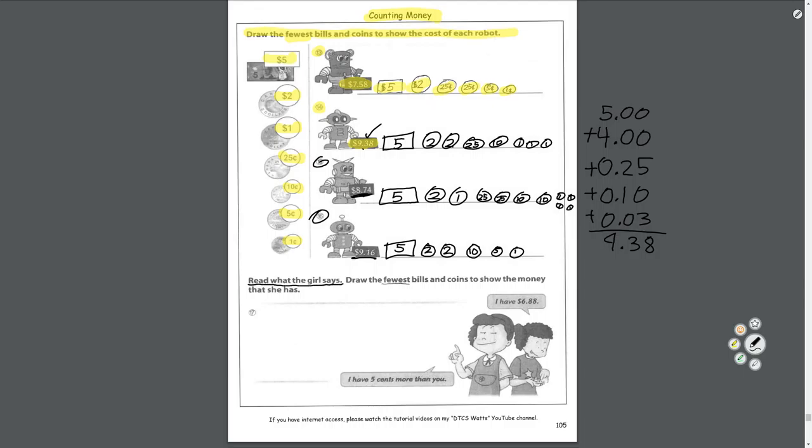Read what the girl says. Draw the fewest, the lowest amount of bills and coins to show the money that she has. So she says, I have $6.88. And she says, I have 5 cents more than you. So what she's saying is, I have 5 cents more than this amount. So we'll just add it first. 8 plus 5 equals 13. Carry the 1. 1 plus 8 equals 9. Drop the decimal. Drop the 6. So we want to make $6.93 in the fewest amount of bills, just like we did with the robots. So that'll be a 5 and a loonie. That's $6 and 3 quarters.